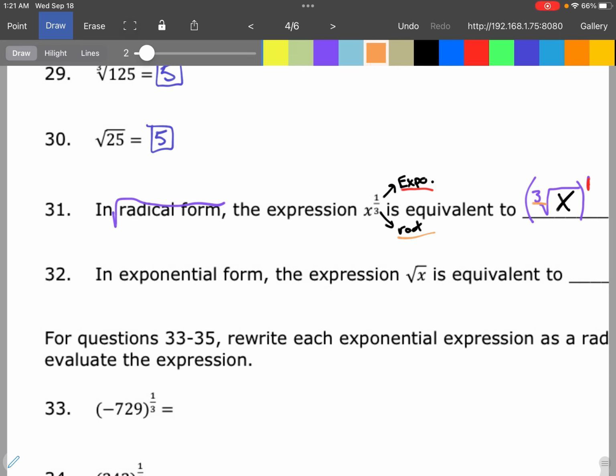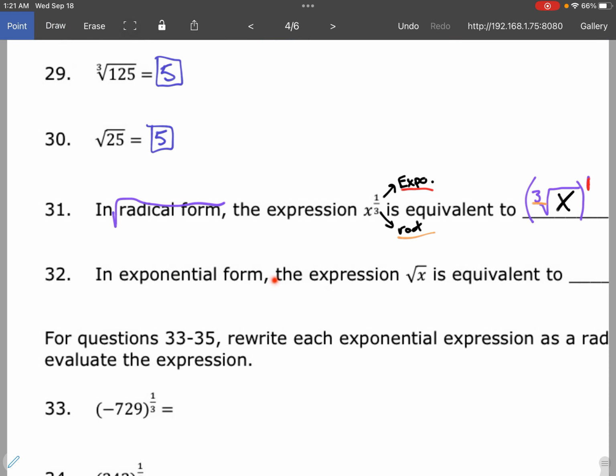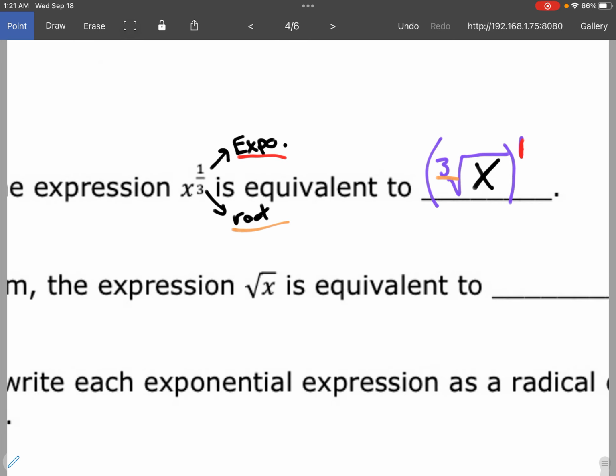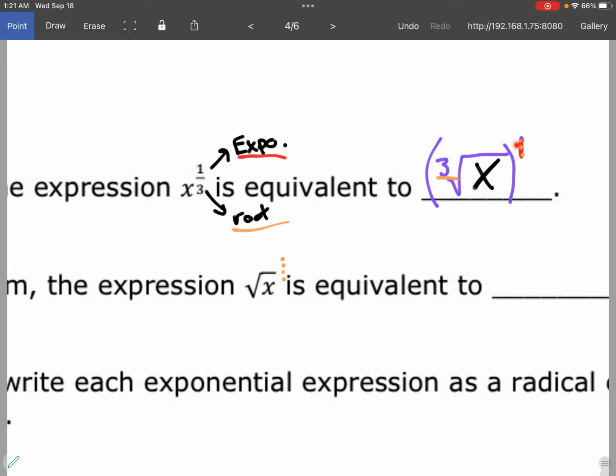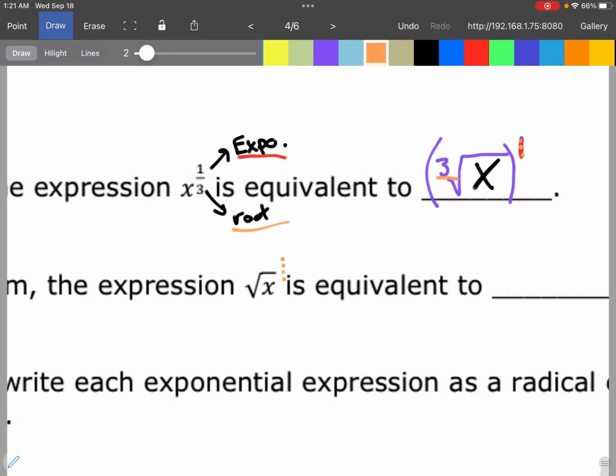And now this one, they should have started with this one here. In exponential form, the expression square root of x is equivalent to, no exponent is given. So we know that is an invisible 1. Just like this one, this would be an invisible 1 as well. Nobody would write that. That would be tacky. But it is what it is. Right here, when they don't write a root, it is an invisible 2. That's why when it's not there, we say square root.